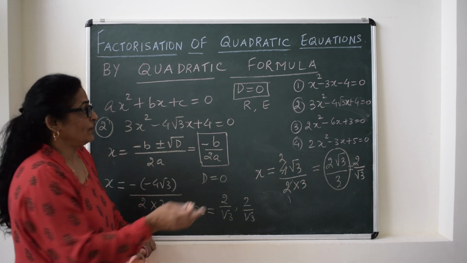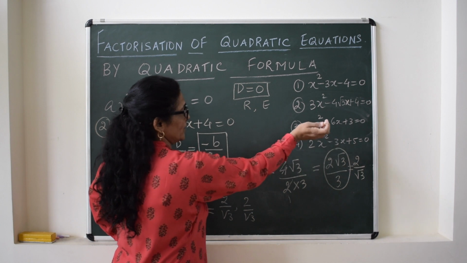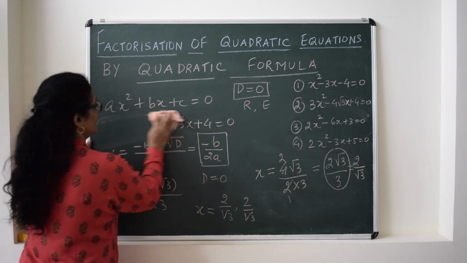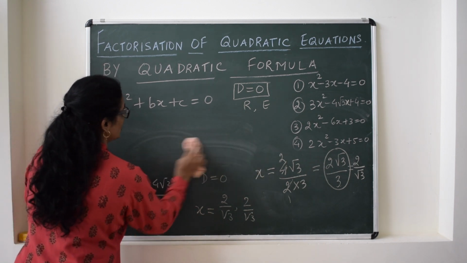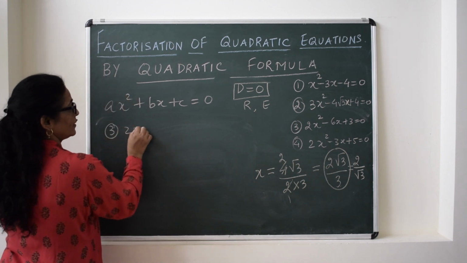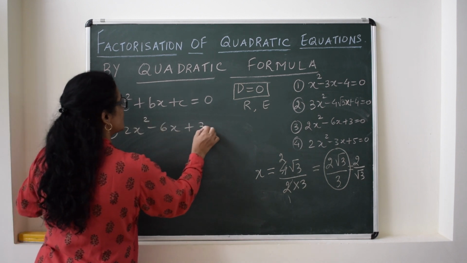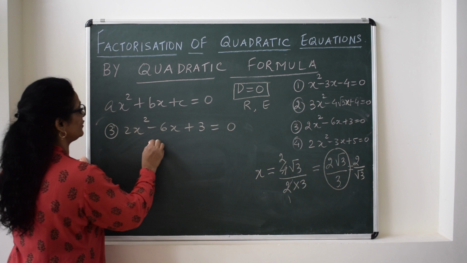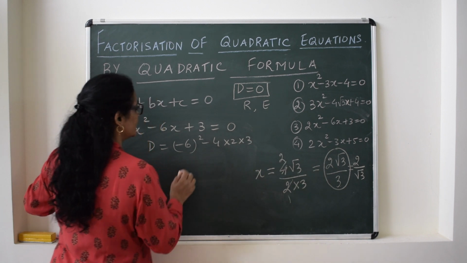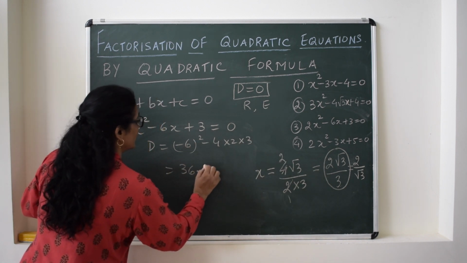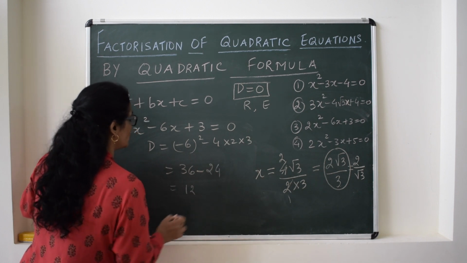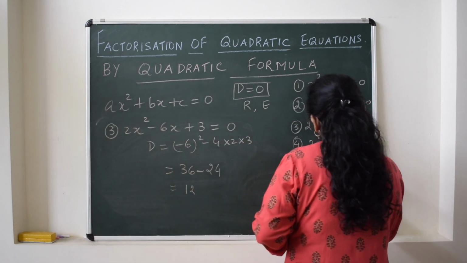Now in the next equation we will see, that is 2x square minus 6x plus 3. Again we will calculate d and we will proceed. So let's see what are the roots in this equation. The equation is 2x square minus 6x plus 3 is equal to 0. Calculate d first. Minus 6 square minus 4 into 2 into 3. Minus 6 square is 36 minus 4 2s are 8 3s are 24. So this will be 12.